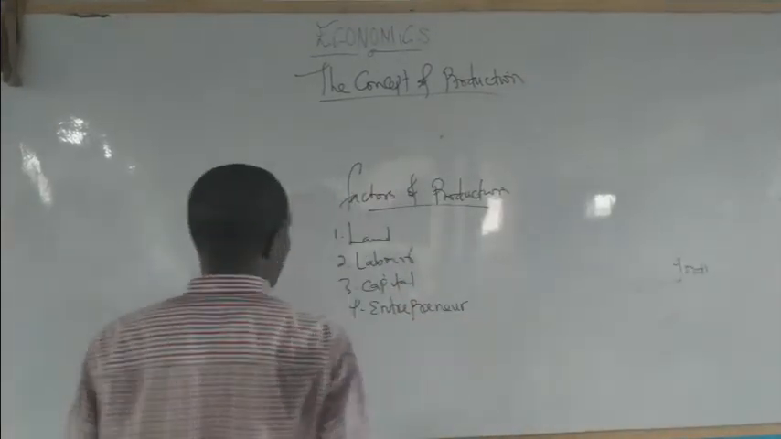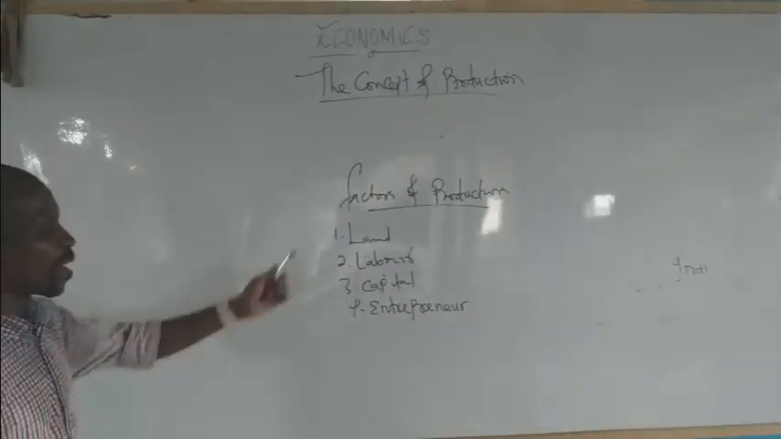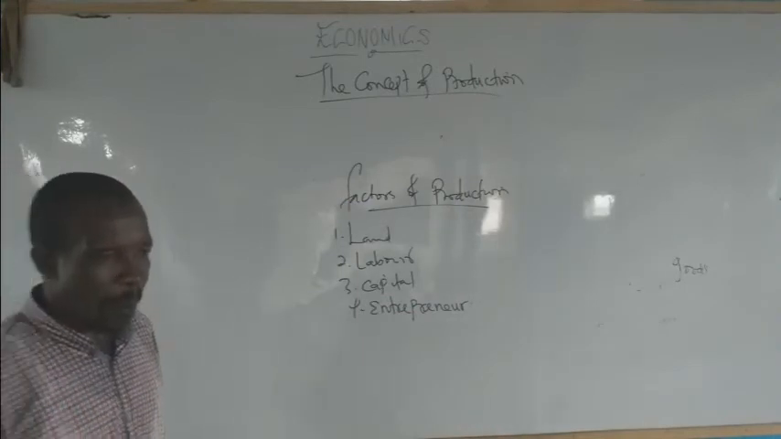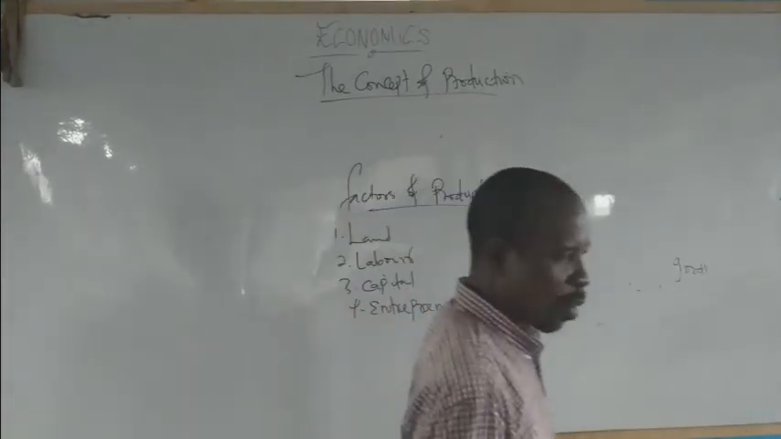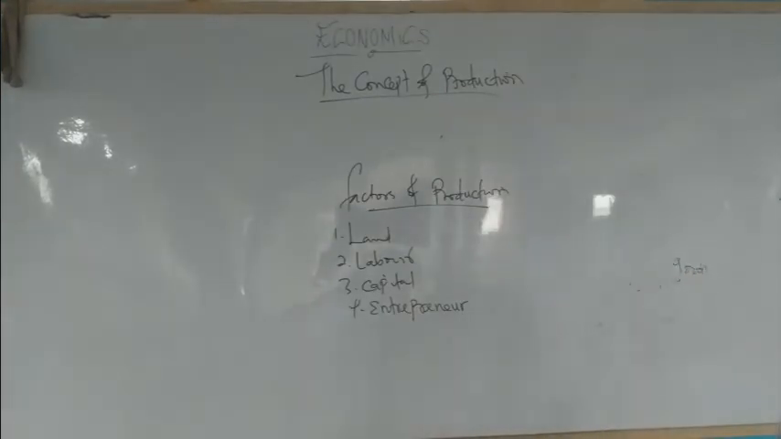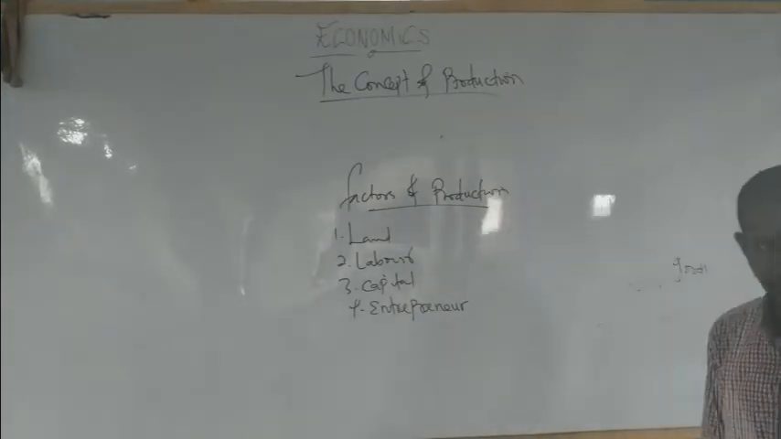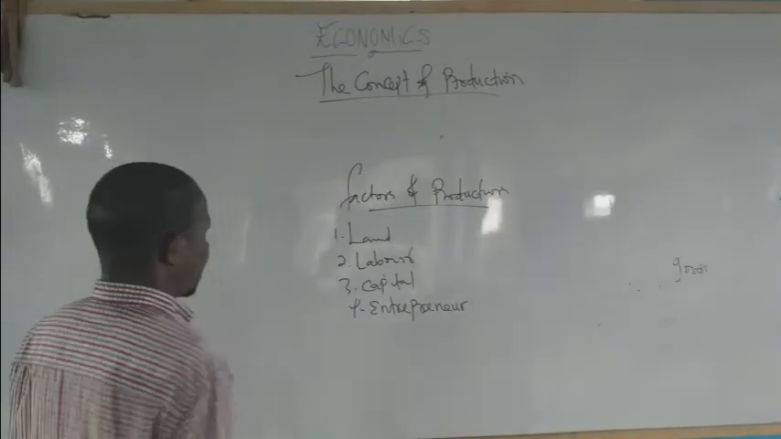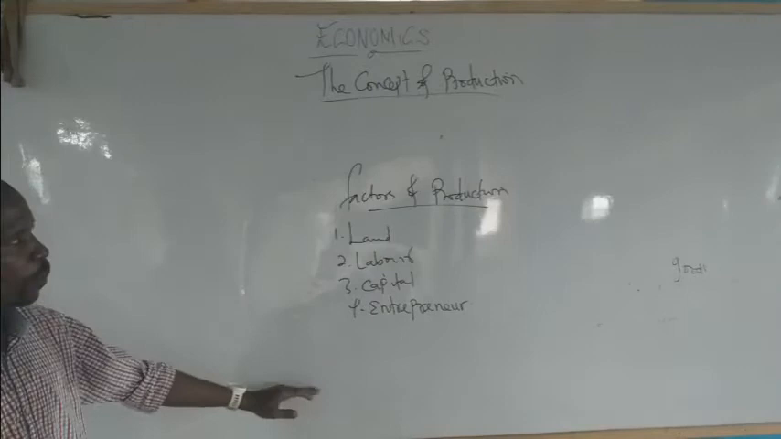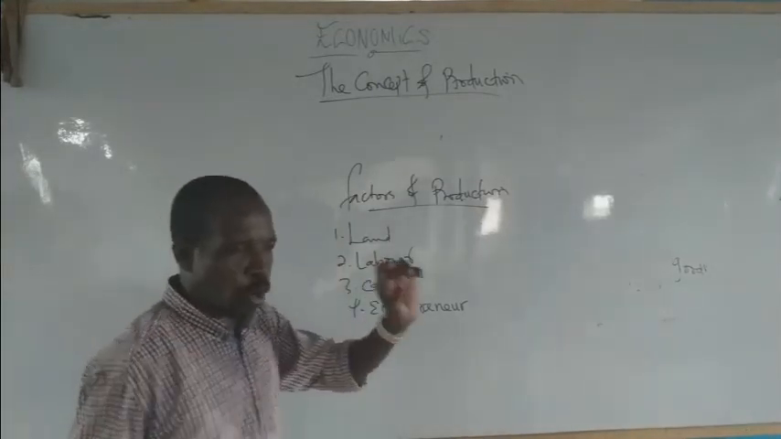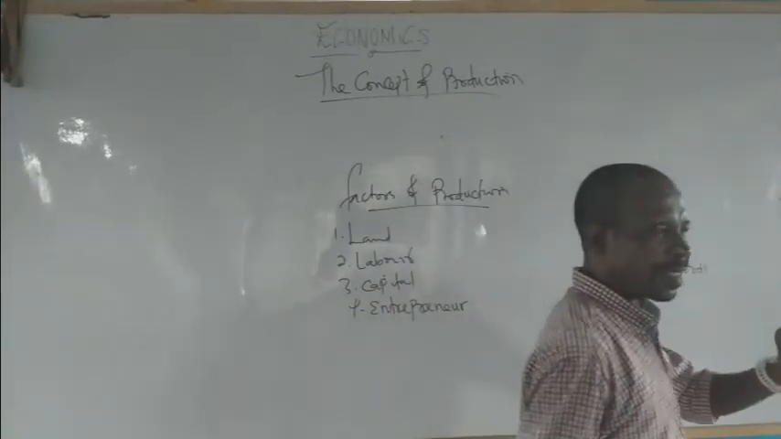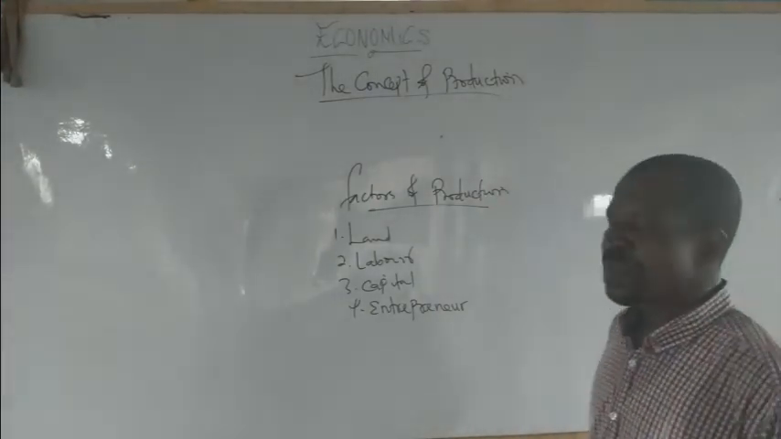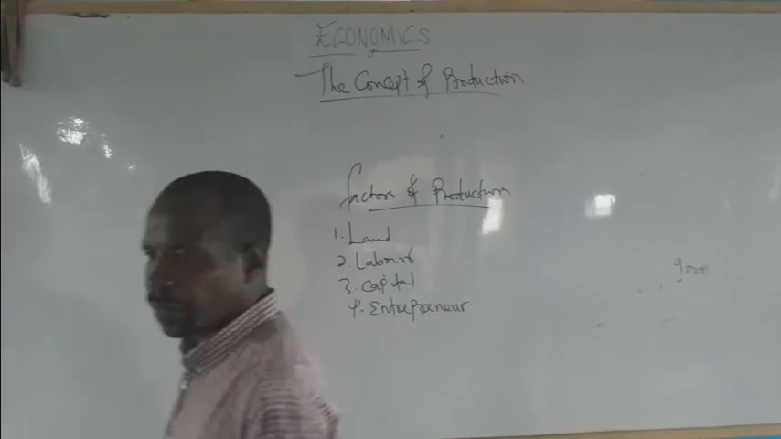Now, these four factors we have on the board must be combined in production processes before production is said to be what? To be complete. If they are not combined, then production is not complete. What am I going to make you understand? That these four factors have to be put into use for a particular product or commodity to be complete, to be set for use.